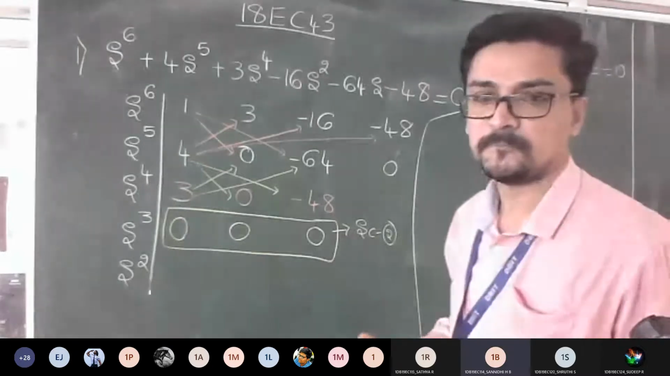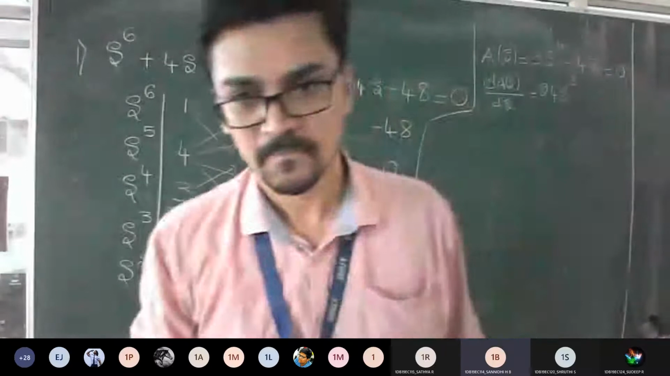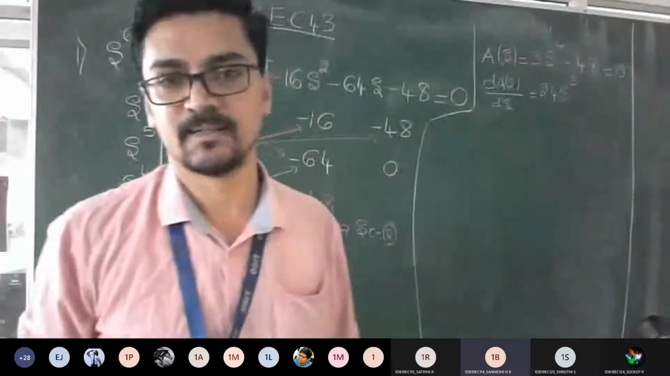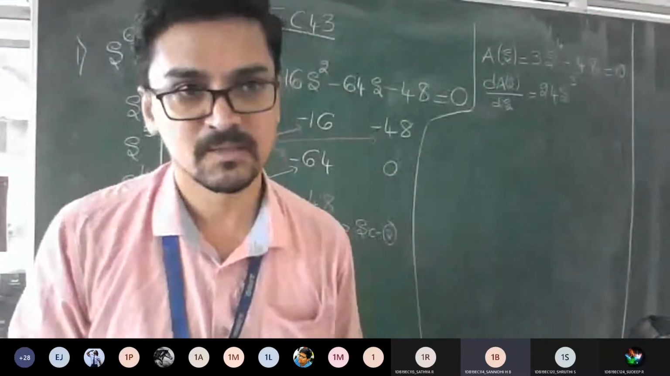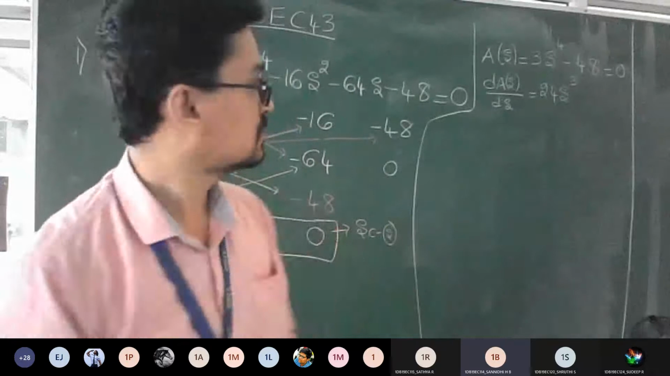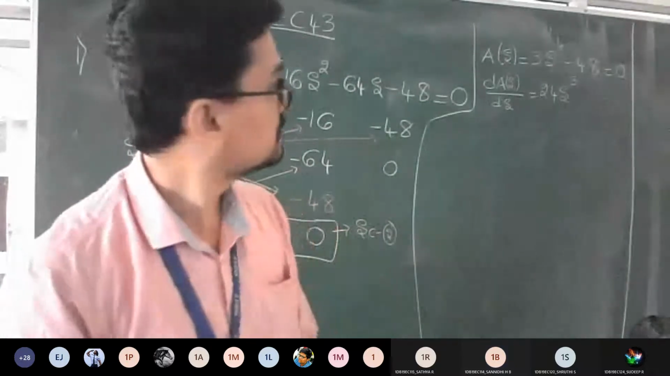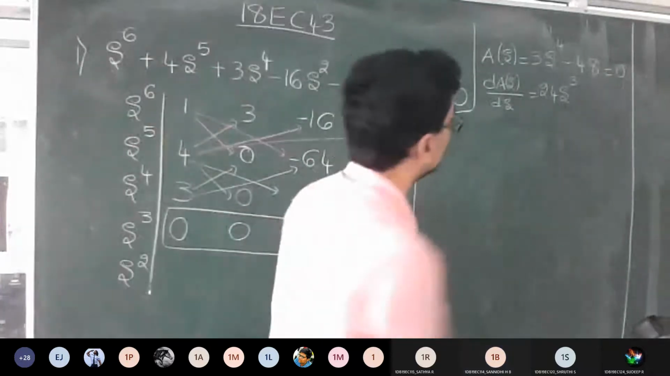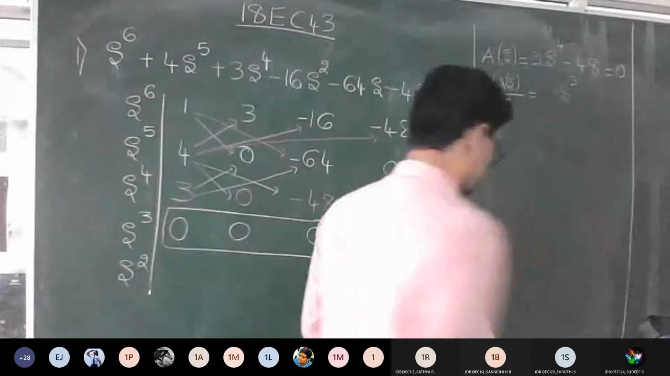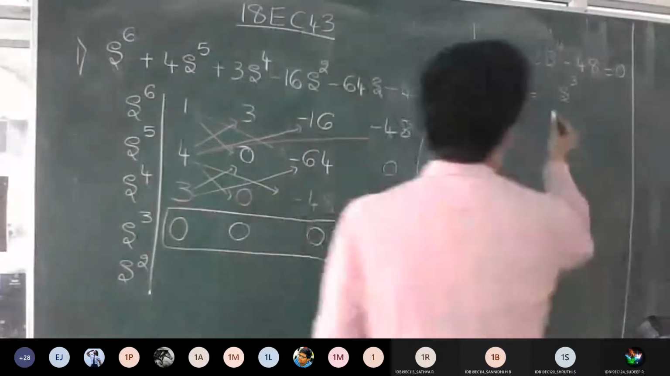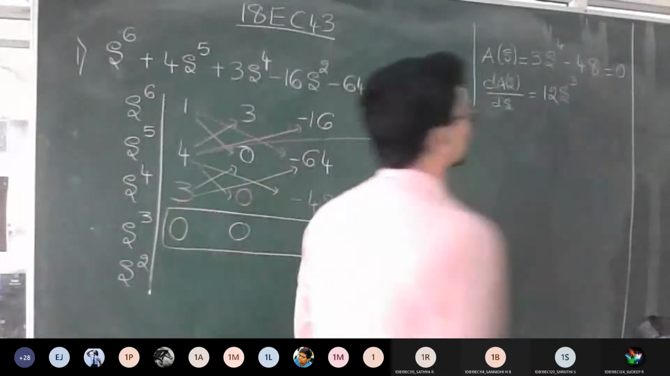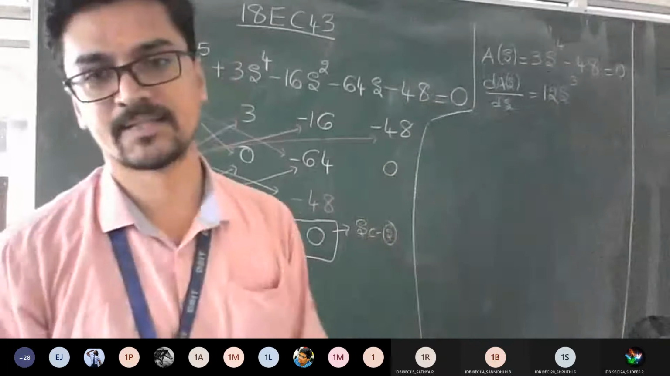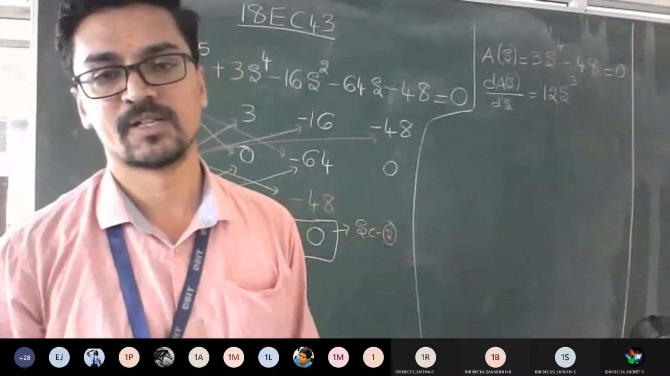Everyone, is it okay till here? Any doubts, guys? 12. Yeah, sorry, 12. So 3 fours are 12, correct. So 12 s cube. Okay? Good. Next. So what is the next step?